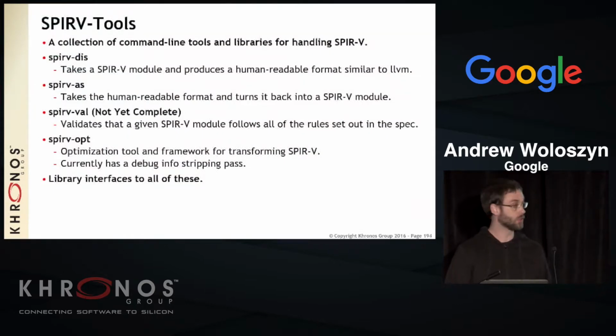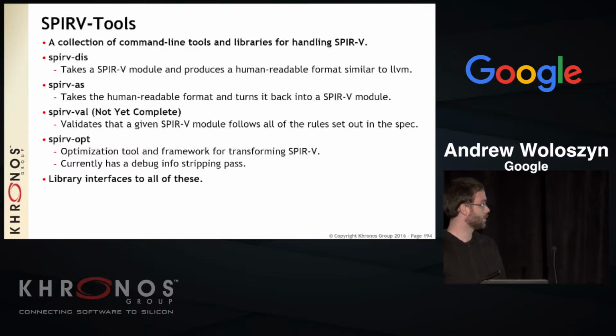Okay, next up we have SPIR-V tools. This is actually a set of tools and libraries. So we have spirv-dis. It's a disassembler. It takes the SPIR-V module and produces something that's reasonably humanly readable. If you've seen LLVM IR, then you'd be right at home. The SPIR-V assembler is the exact opposite. There's a validator, spirv-val. It's not yet complete, although it is pretty good. If you're writing a translator for SPIR-V, I suggest you run it because it will probably point out most of the issues you're making in your compilation flow.